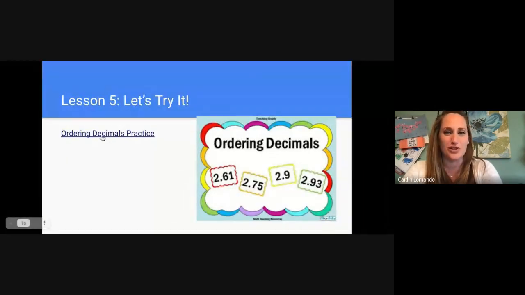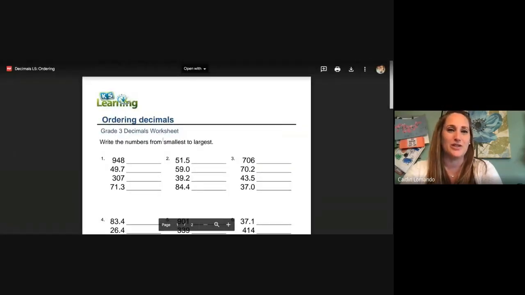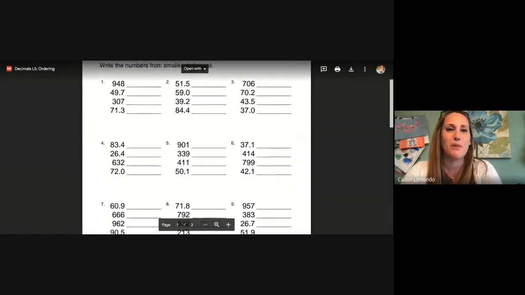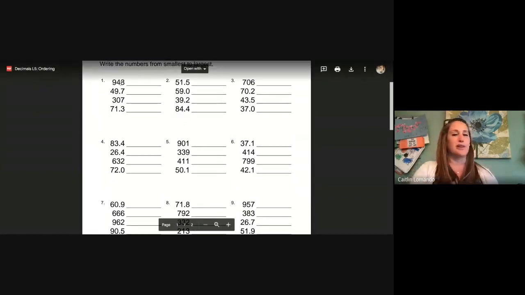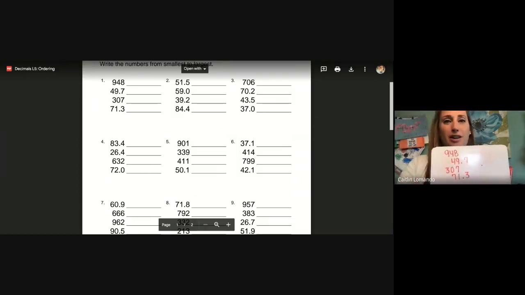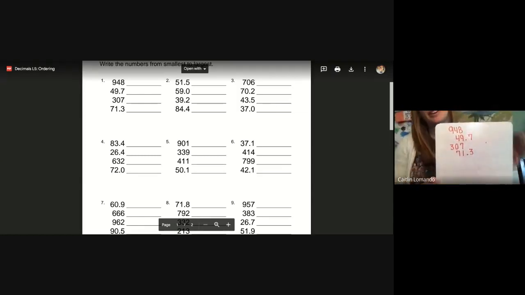Now this may seem a little bit tricky, but let's practice. So here we have, it says order the decimals from smallest to largest. So for number 1, we have 948, 49 and 7/10ths, 307, and 71 and 3/10ths. So I like to kind of line them all up like this. I think that's super helpful.